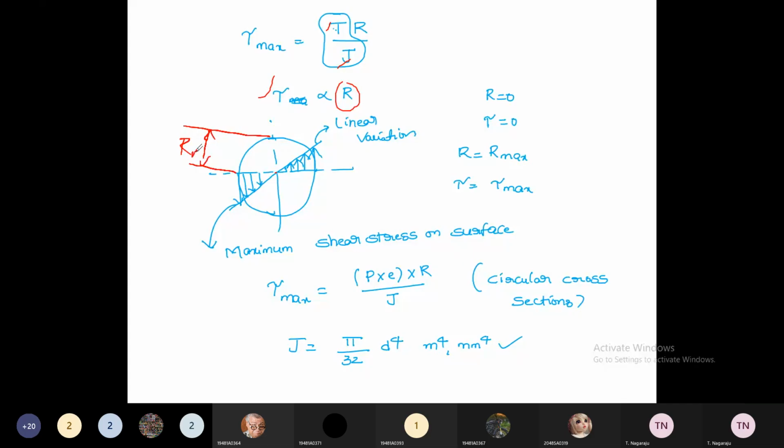If r is equal to 0, at the neutral, the vertical geometrical central axis, then substituting 0 here, the stress is directly proportional to 0, which means the stress is equal to 0. If r is equal to r maximum, at this location, the stress value is maximum. Like that, the stress increases and reaches its maximum at this location.